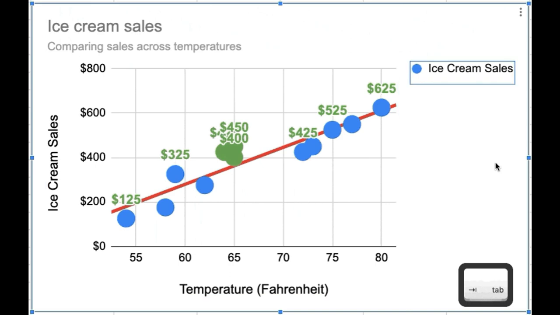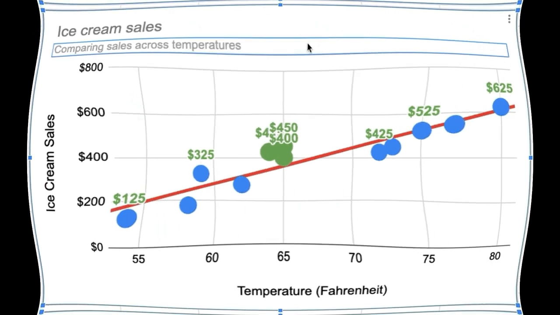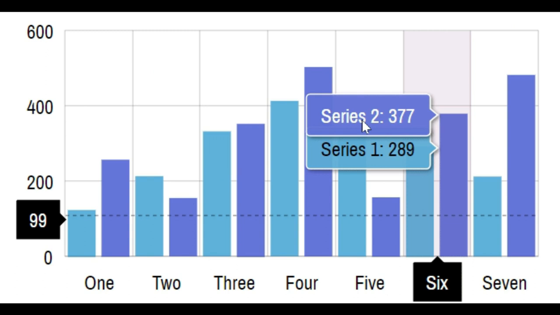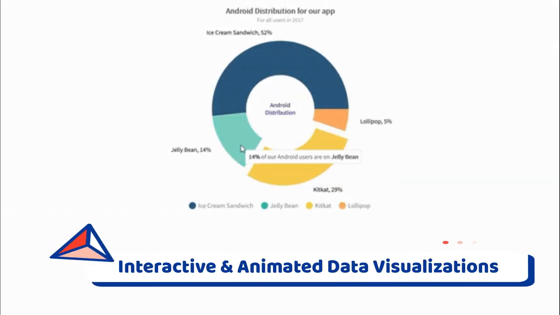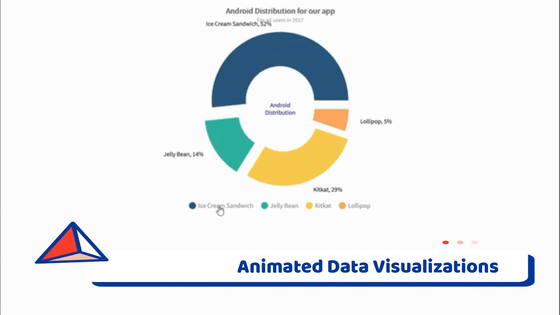11. Google Charts. Google Charts is a web-based tool that allows users to create a variety of different charts and graphs. 12. Fusion Charts. Fusion Charts is a JavaScript charting library that is used to create interactive and animated data visualizations.